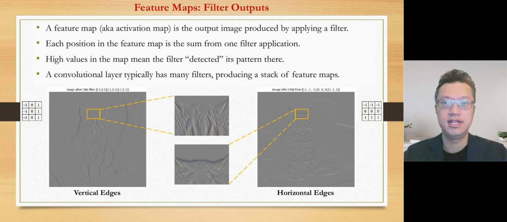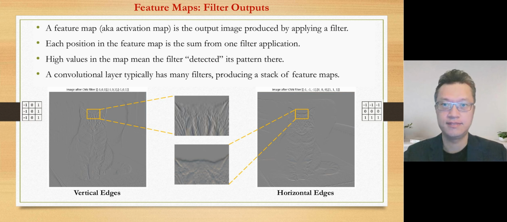For example, if we use a vertical edge filter on our cat image, the resulting map will have bright values, strong activations, along the cat's vertical contours, like the ears or the tail. Areas without such edges remain dark.